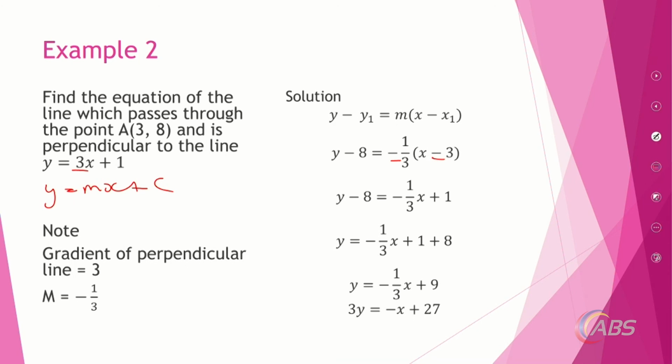We then take the negative 8 across the equal sign. Again, once the negative goes across the equal sign, the sign changes, so it becomes positive 8. So y is therefore negative 1/3 x plus 9. And to get rid of the fraction, what we could simply do is to multiply both sides of the equation by 3. Hence, it becomes 3y is equal to negative x plus 27.